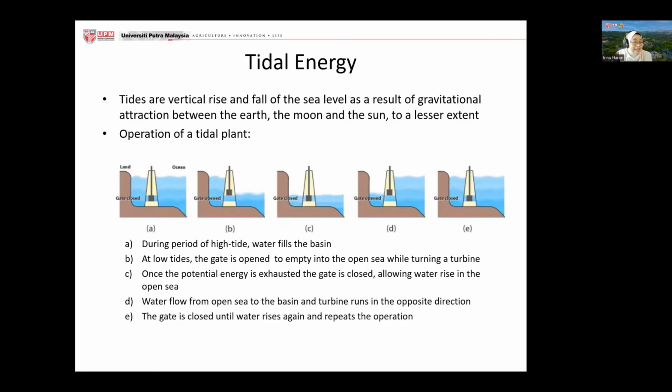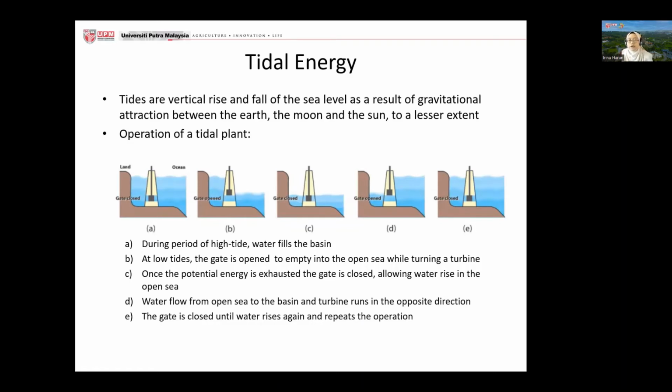There's also tidal energy. Tides are the vertical rise and fall of the sea level as a result of gravitational attraction between the Earth, the Moon, and, to a lesser extent, the Sun. So we have high tides, we have low tides. The difference in this is, again, the level of water.